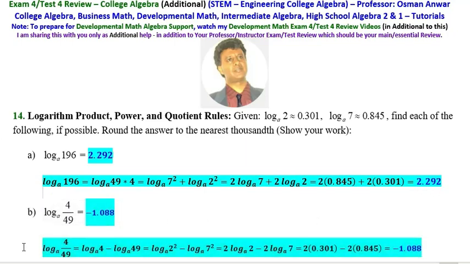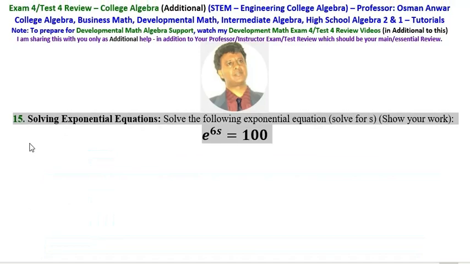B, log base a of 4 over 49, and that can be written as log base a of 4 minus log base a of 49. That is log base a of 2 squared minus log base a of 7 squared. That is 2 log base a of 2 minus 2 log base a of 7. And that is 2 times 0.301 minus 2 times 0.845. And that is equal to minus 1.088.